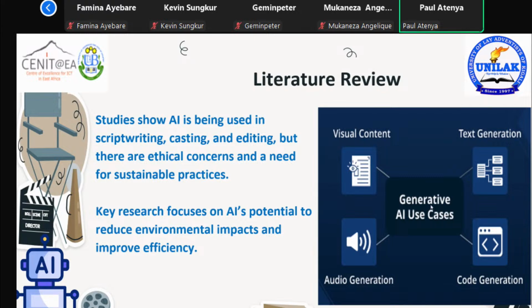And as you can see on this illustration, AI has come to generate various things such as visual content. This is where we are able to create even virtual environments, which helps a lot to conserve the environment, avoiding any harm that may be caused by using the physical environment. When you talk of text generation, this is where script writing comes in. It can help us to generate scripts, which are very important when it comes to creating narrative for films.